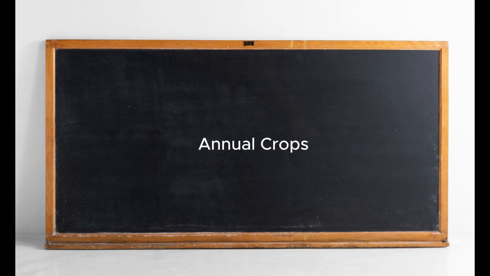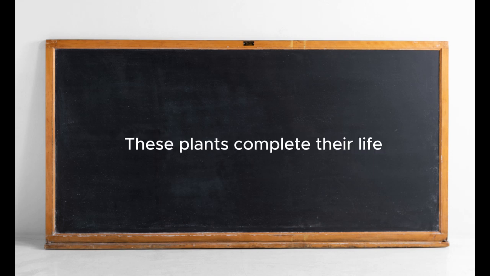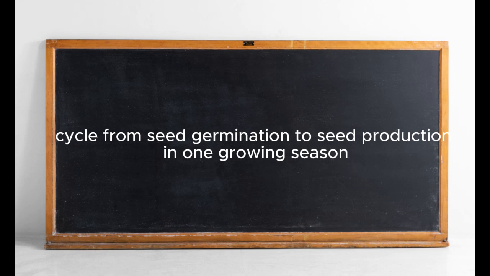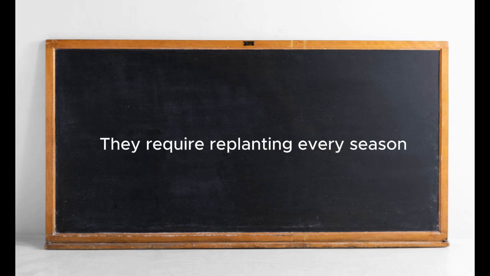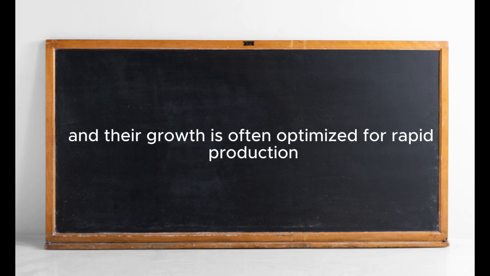Classification by growth cycle. Annual crops definition. These plants complete their life cycle, from seed germination to seed production, in one growing season. Examples: many cereals, most vegetables, and many legumes. Characteristics: they require replanting every season, and their growth is often optimized for rapid production.